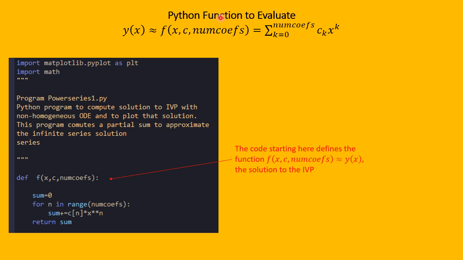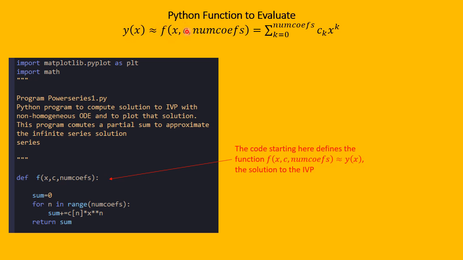So at this stage, we know C0, C1, C sub 2, C sub 3, and by the recurrence relationship, we know C sub 4, C sub 5, and so on. So we basically know all of the C sub k's. We're going to approximate the solution function by a function f. So y of x will be approximately equal to f.